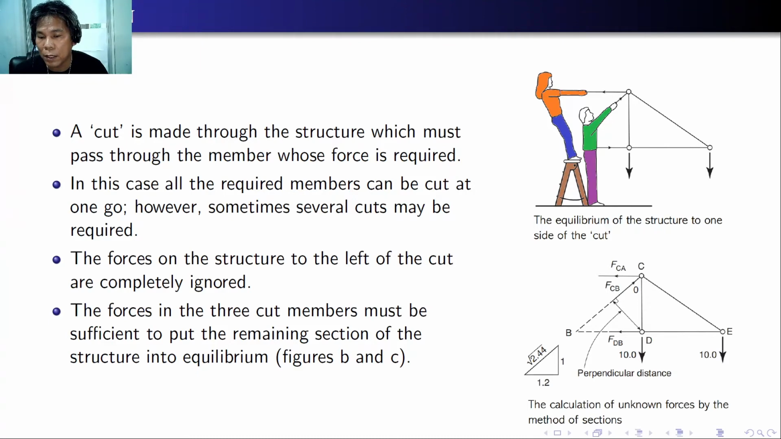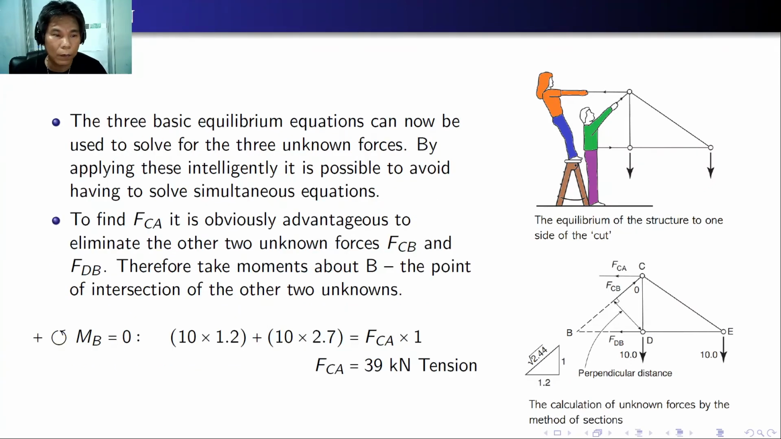So here is the diagram of the truss showing the different forces and including the slope of member CB. The three basic equations can now be used to solve the three unknown forces. By applying this intelligently, it is possible to avoid having to solve simultaneous equations.